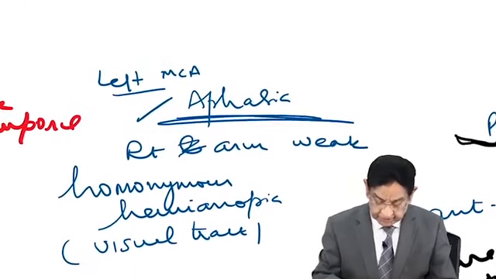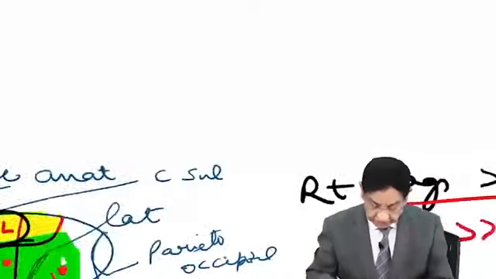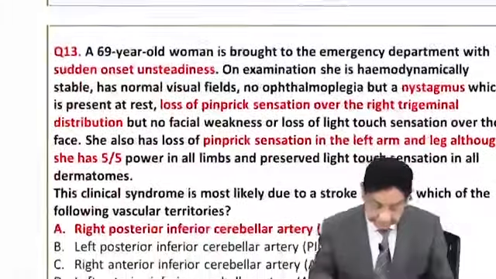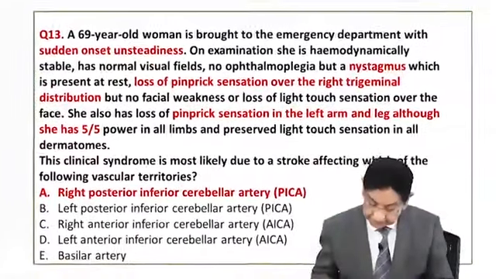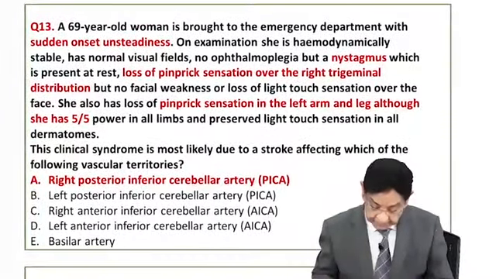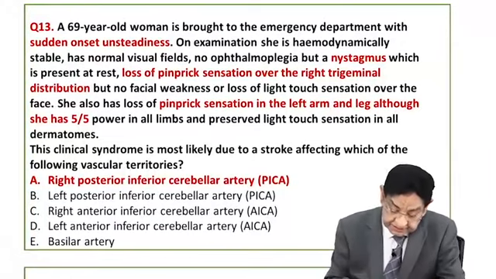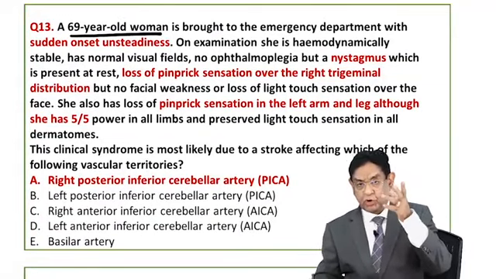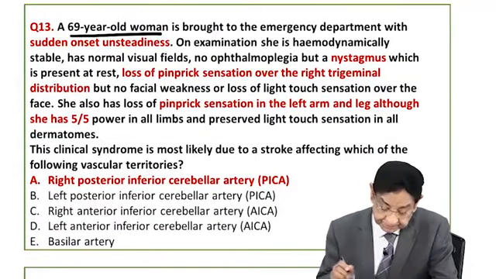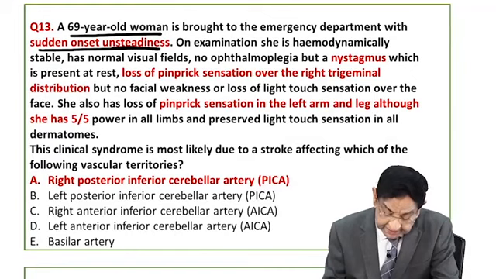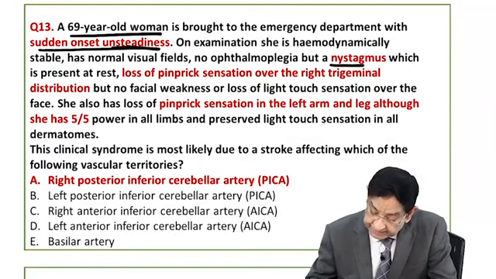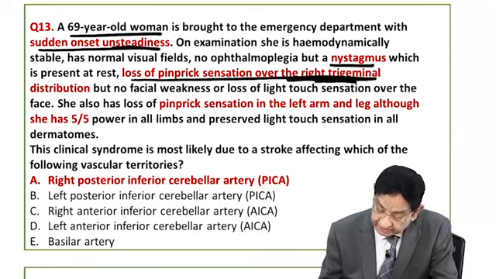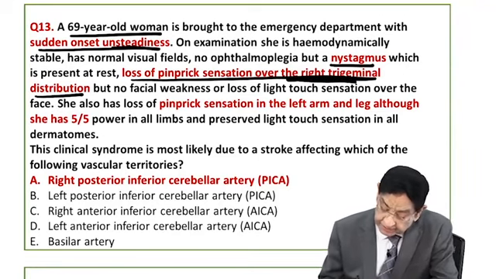So I hope you are clear about this question also. Question 13. A 69-year-old woman. One thing you must have noticed is that stroke patients are usually elderly people. Unsteady gait, nystagmus, loss of pinprick over the right side of the trigeminal distribution.